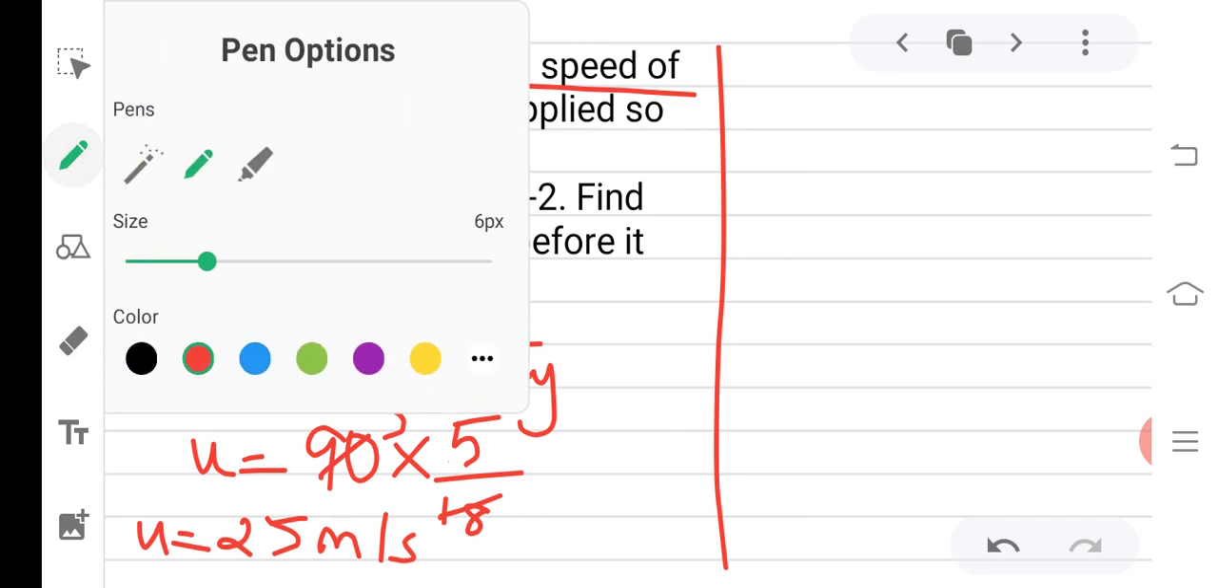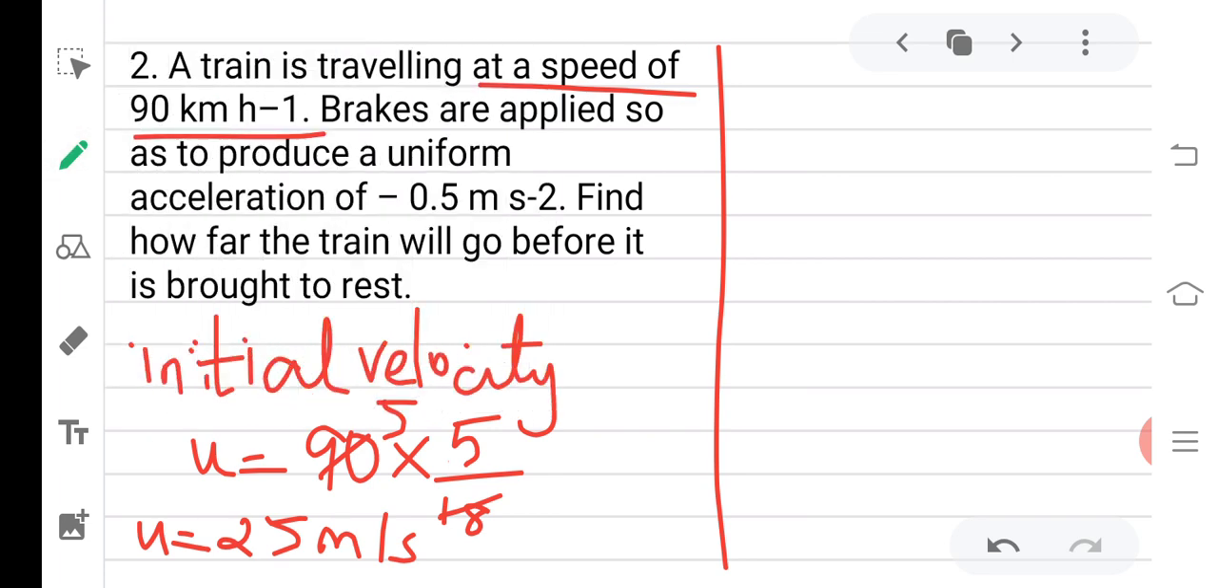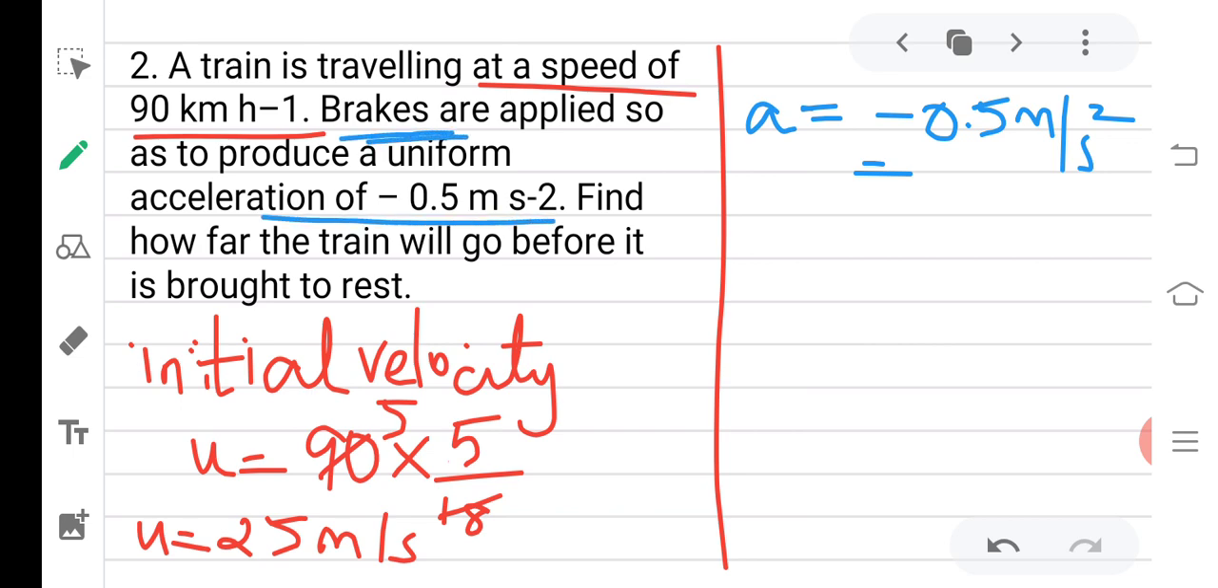Then it has an acceleration: a is equal to minus 0.5 meter per second square. Why is acceleration taken as minus? Because brakes are applied, so it is producing an acceleration of minus. The speed is decreasing, and if the speed is decreasing, we have to use acceleration as minus.